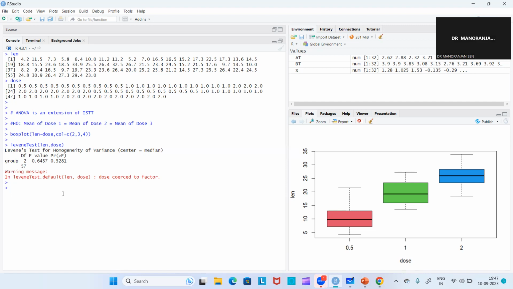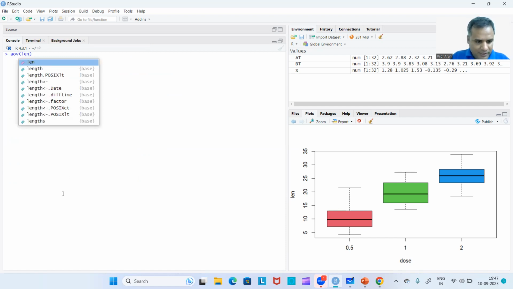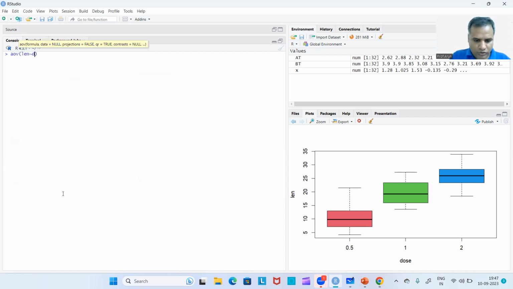Now I'll apply ANOVA. All of you just pay attention. The command for ANOVA is aov, length depends upon dose. If I do this, what is it coming?